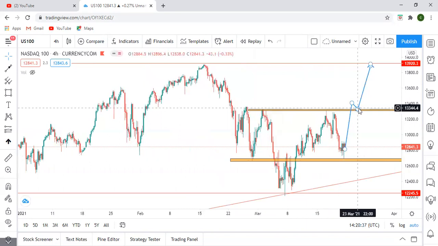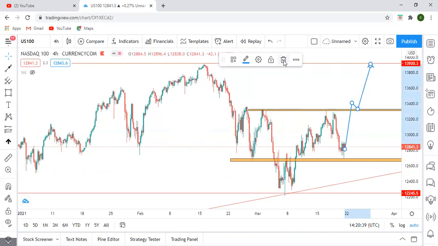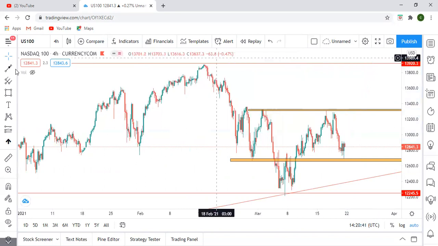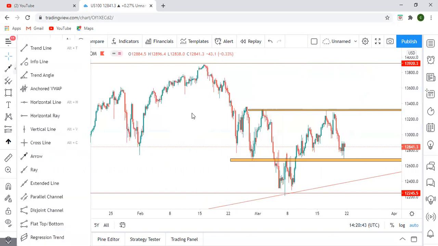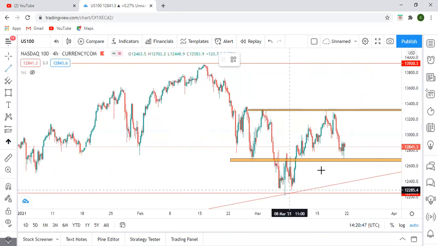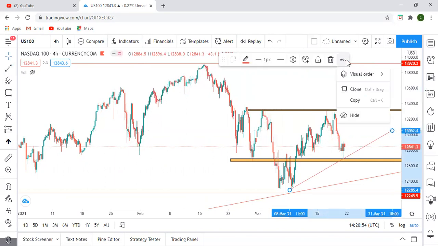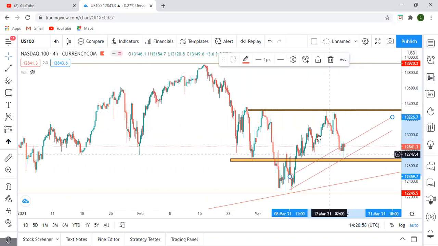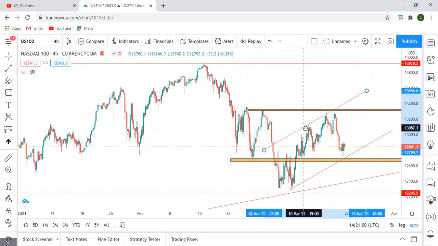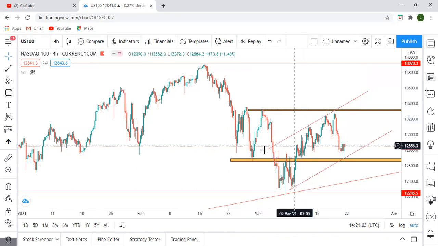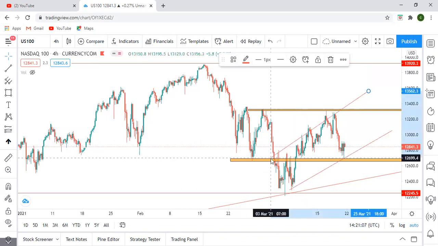So we are having something like a forming channel, still forming. Let's put our trend line to be like this. Perfect. Let's adjust it to be somewhere here. So we are having something like this on an H4 time frame.